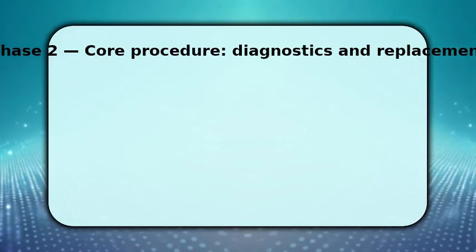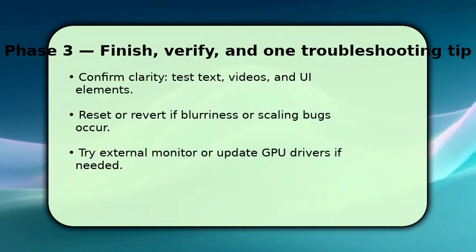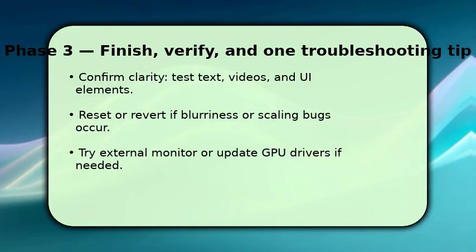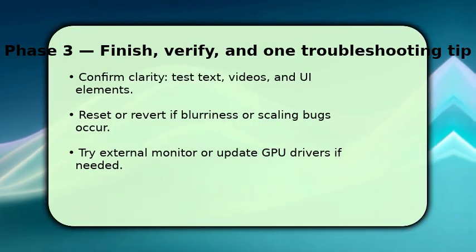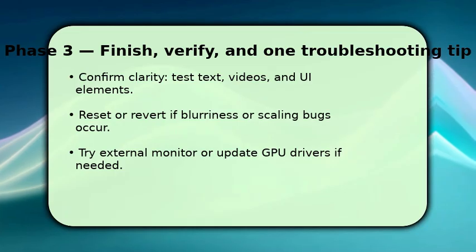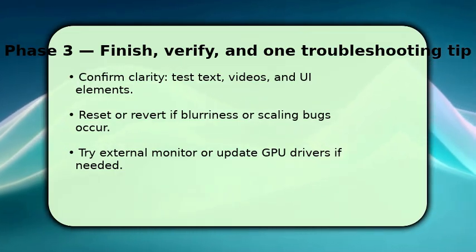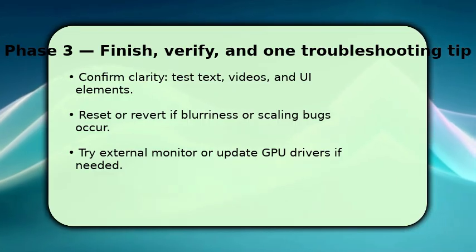You finish by verifying that text, icons, and videos are clear at your chosen size. Scan multiple apps to ensure consistency. If blurriness or overlapping UI appears, revert to the previous scale and try an alternative approach. App zoom versus system scaling, because different programs handle scaling differently.